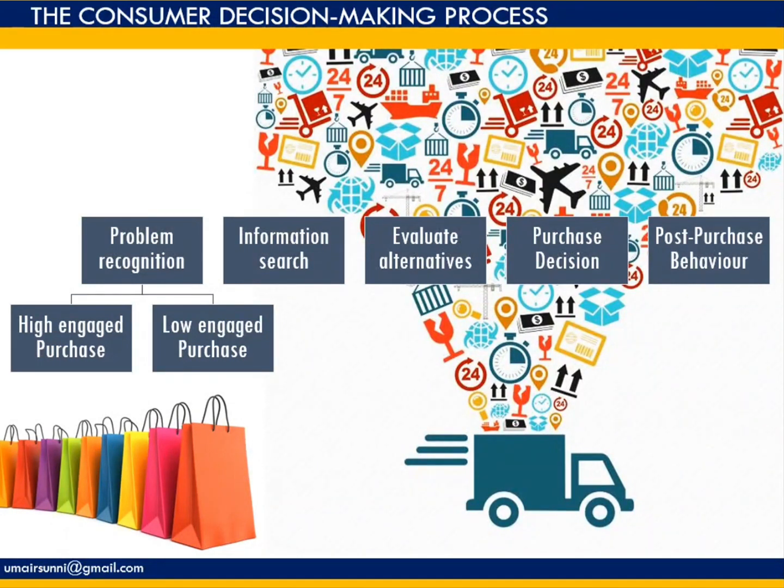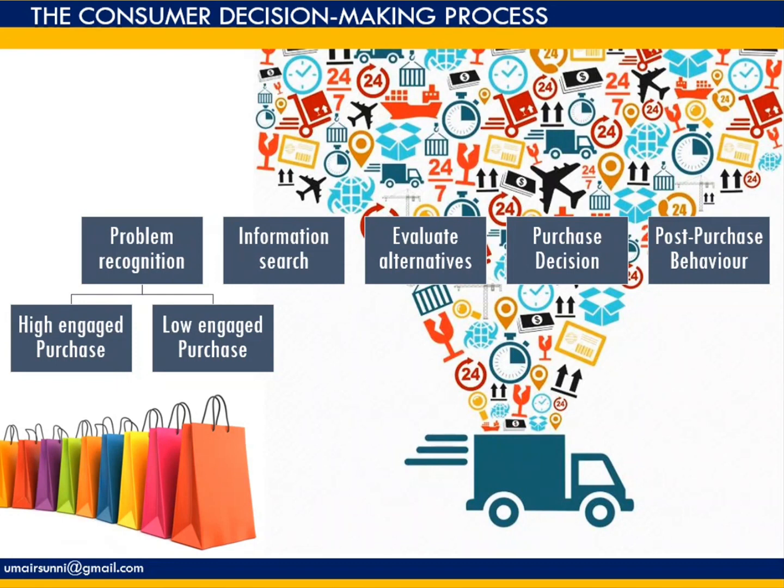Then once you have done the information search, or let's say you have not done information search. So in case there is no information search, the third step would also get skipped. So if your third step gets skipped for non-routine decisions or low engaged purchases, there's no information search, there's no evaluation of alternatives. You directly go for purchase decision because you already know what to buy. But in case of high engaged purchases, you want to take these two steps very seriously: information search and evaluation of alternatives.